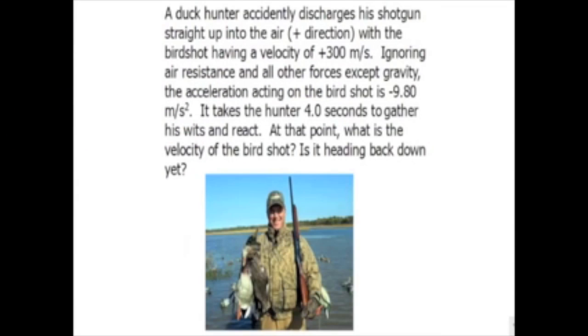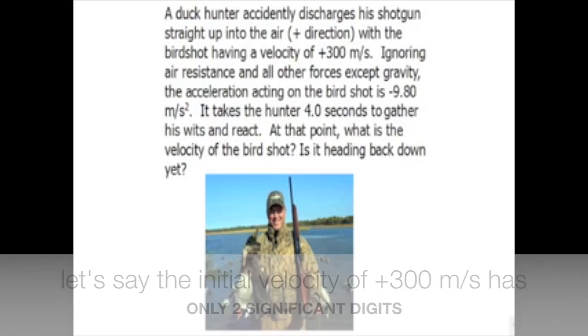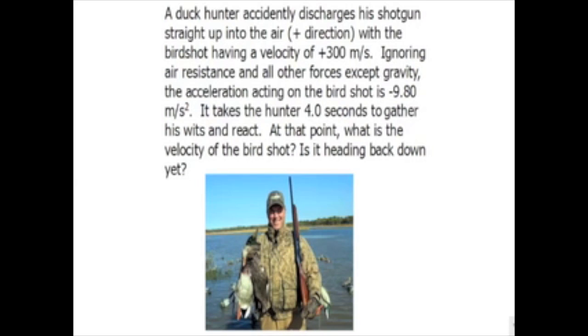Let's do another one. A duck hunter accidentally discharges his shotgun straight up in the air. We'll call that the plus direction, with the birdshot having a velocity of 300 meters per second. Ignoring all other forces, we know that gravity will be acting on the birdshot at minus 9.8 meters per second squared. That's going to be the acceleration. It takes the hunter 4 seconds to gather his wits and react. At that point, what is the velocity of the birdshot? Is it heading back down yet?